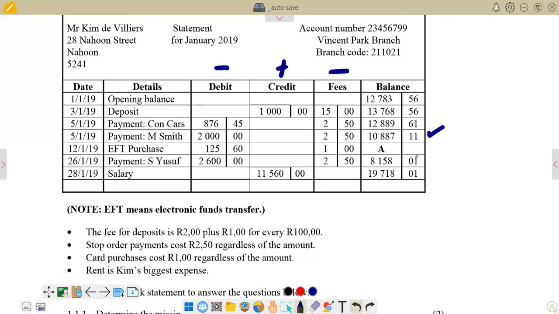So we are just going to start with that figure that we have, which is 10,887.11, and then we go to the figures that we have for the current debt, which is 125 rands 60 cents, and that is on the debit side. And we are saying we are subtracting, so we are going to subtract 125 rands 60 cents, and also we subtract one. Here we are having 1 rand, so we are going to subtract again 1 rand. Then we get the balance for A.